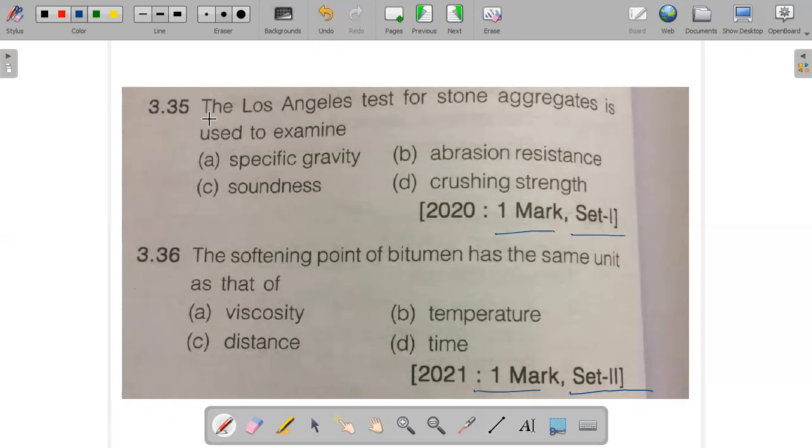This question is, the Los Angeles test for stone aggregate is used to examine, basically there's a test in highway materials called the Los Angeles Abrasion test. So 100% this answer is B, which is abrasion resistance. And another question, the softening point of bitumen has the same unit as that of, basically the softening point of bitumen has the unit of degree Celsius, that is the same unit as temperature.